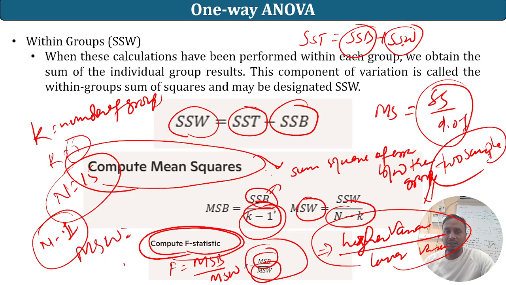Then MSW: once we calculate the SST, we can get the SSW. Then the F statistic will become between by within. I think it will be clear. Is it? Yes, sir.